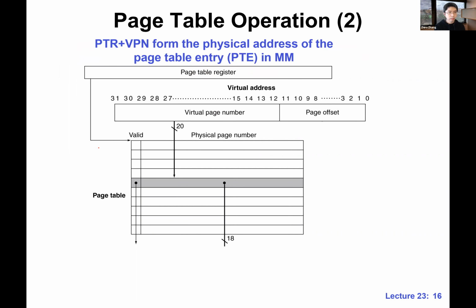Okay, so once we know the address of the very first PTE, PTE 0, we can then combine it with the VPN number. VPN is the virtual page number, in this case 20 bits, since we have 1 million pages. So 2 to the 20, that's why we have 20 bits to address 1 million entries, 1 million PTEs inside this page table. And this VPN basically tells us the index of the corresponding PTE.